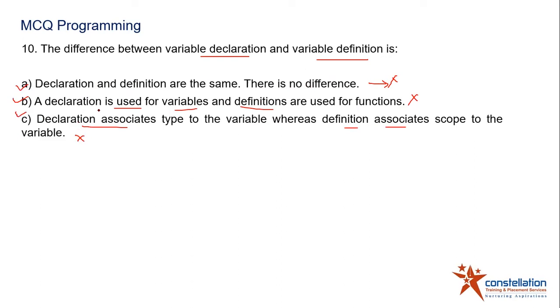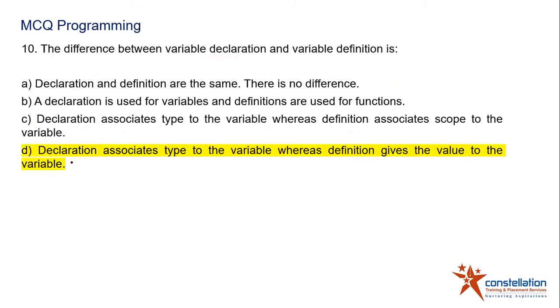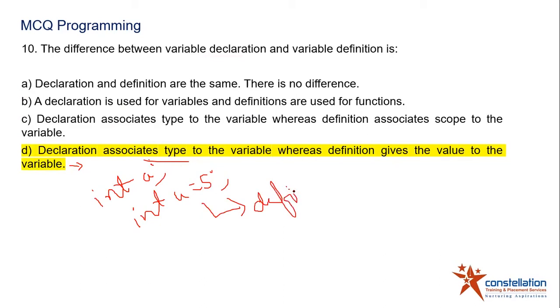So here we have given only three options. Sometimes even if you're not sure, you look at the other two and feel that this might be the one that is going to be right, but not necessarily. I have intentionally not given the fourth option over here, and the fourth option I have included over here. Declaration associates a type to the variable, whereas definition gives the value to the variable. It means you write int a, this is declaration, and when you write int a is equal to 5, this is definition.